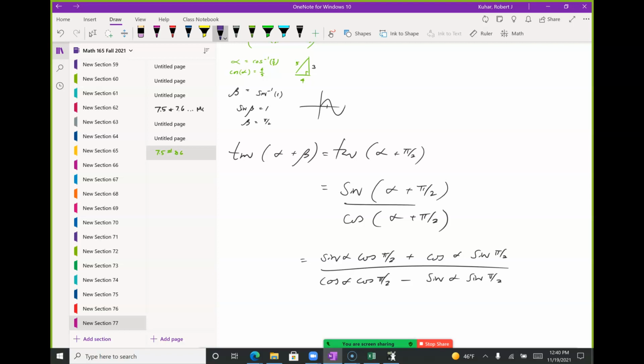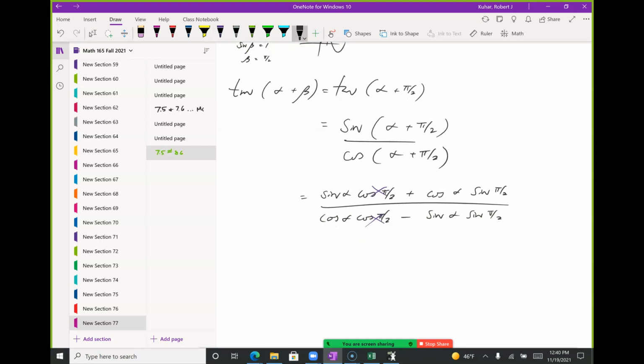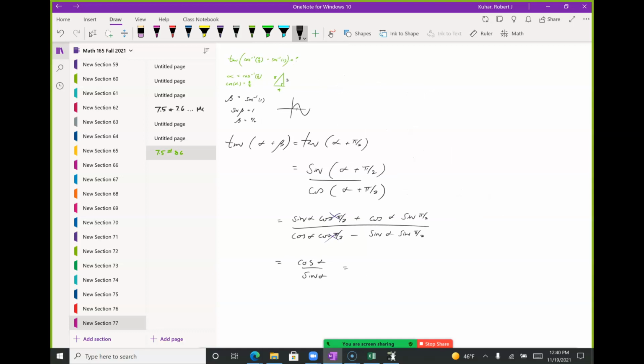Cos of pi over 2 is 0, right? And sine of pi over 2 is 1. So I really just have cos of alpha over sine of alpha. And I get both of those from my triangle, right? Alpha was here, so I get cos is 4 over 5, sine is 3 over 5. So I get 4/3. Nice.